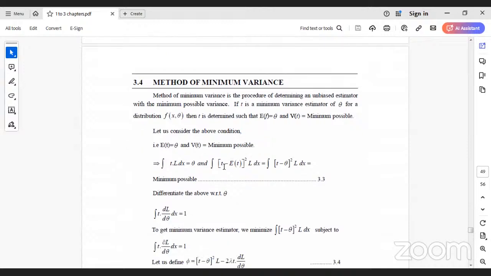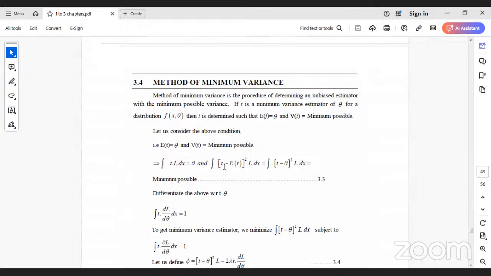Method of minimum variance. The method of minimum variance is the procedure of determining an unbiased estimator with the minimum possible variance. If T is the minimum variance estimator of theta for the distribution f(x, theta), then T is determined by E(T) equal to theta, that is, such that V(T) is minimum possible. Why is the variance of T minimum possible? We are taking it here.